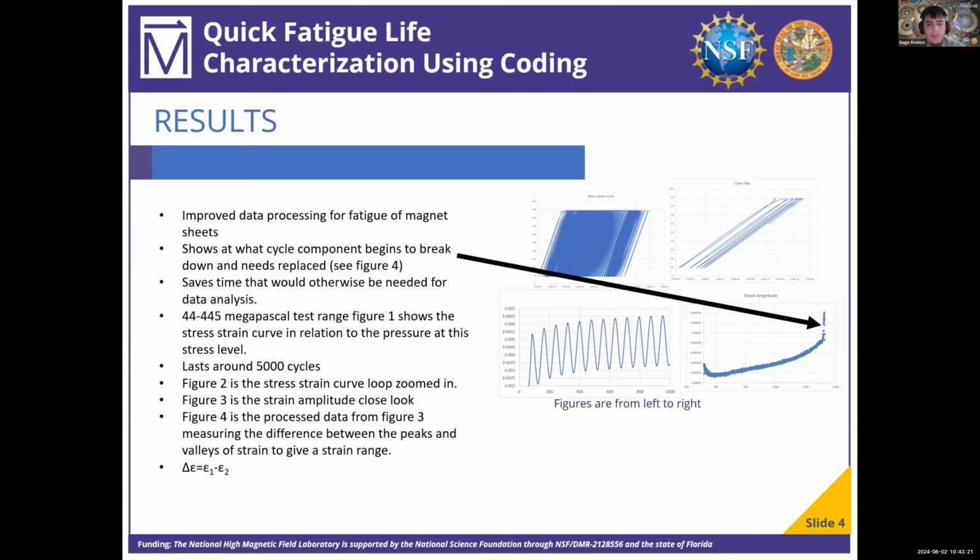The next figure in the bottom left is the strain amplitude close look. And then figure 4 is that strain amplitude range, using the processed data. That is actually what we got using the program. As you can see where the arrow points and the range is going drastically up, that is where it fails. That is the failure point. That's where you would want to replace your component, your disk.